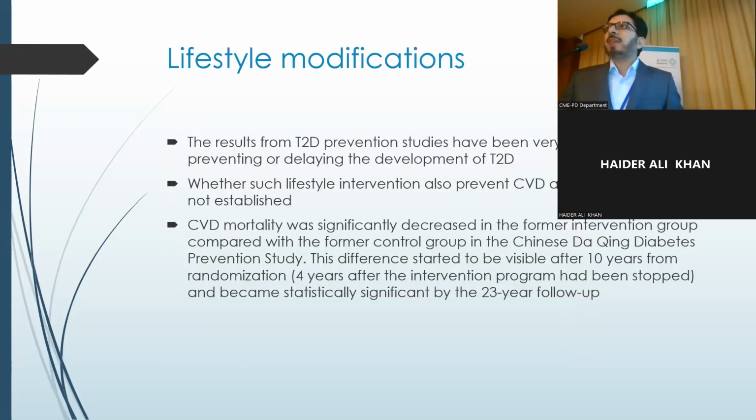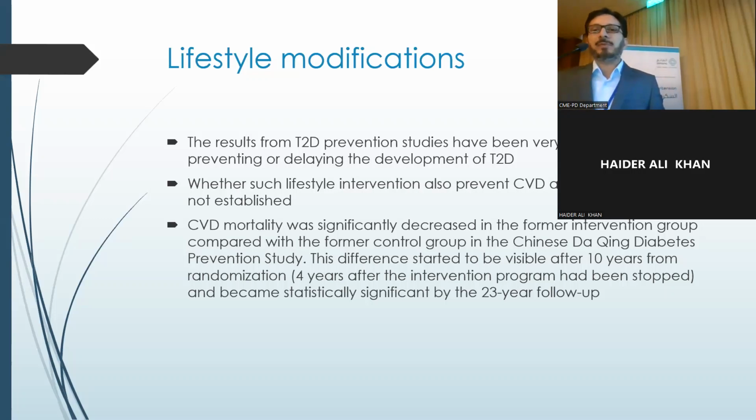So when we talk about lifestyle modifications in our diabetic patients, there are many studies, especially for type 2 diabetes prevention studies. They have very positive outcomes in terms of preventing or delaying type 2 diabetes. But what about cardiovascular disease prevention? Can we achieve that with lifestyle modification? This has not been established very clearly.